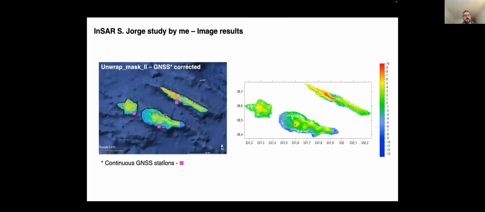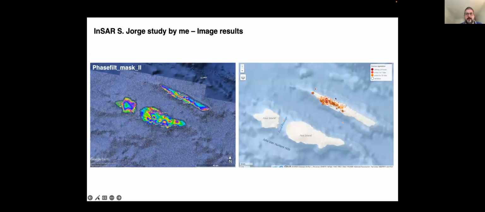I applied also the GNSS correction using continuum GNSS stations that are located in these pink points. So the final maps show that the deformation in the island maybe have the quantity of 10 millimeters, I think, but I don't know. And here we can see the vertical line problems.